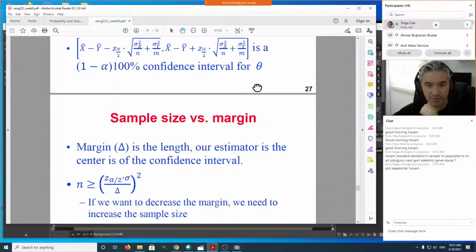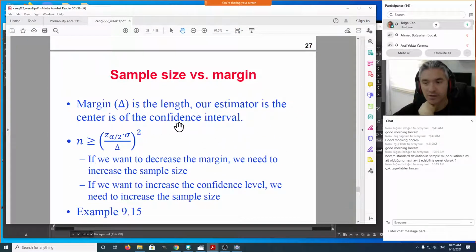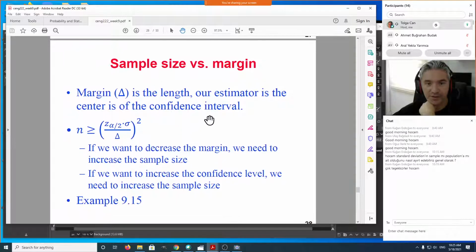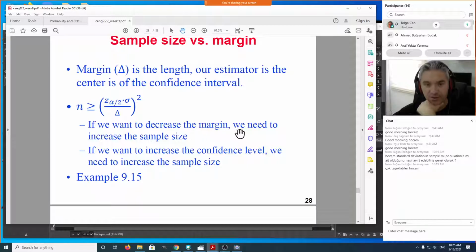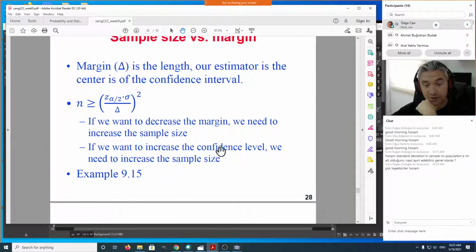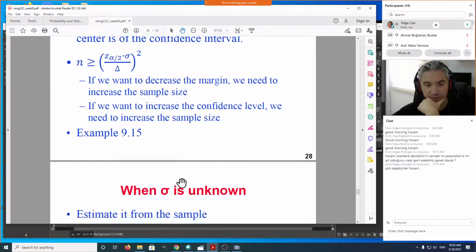So let's go over sample size versus margin. This is our margin, the length of our interval. If you want to decrease the margin, we need to increase the sample size. If you want to increase the confidence level, again, we need to increase the sample size, because increasing the confidence level means that this z alpha over 2 is going to increase.